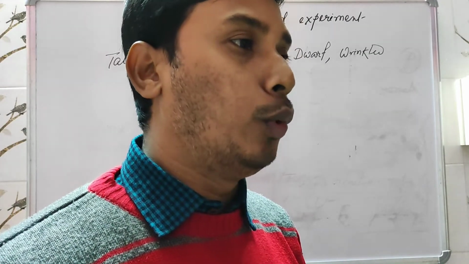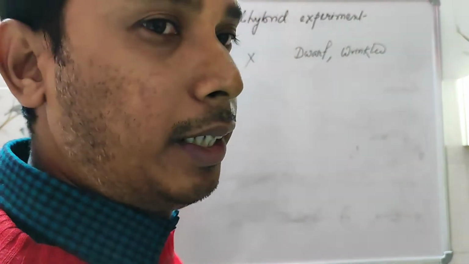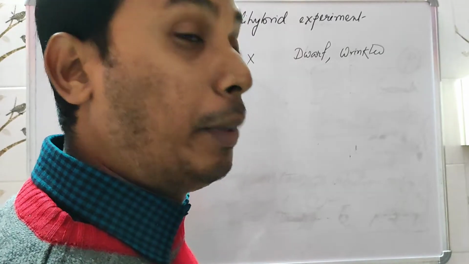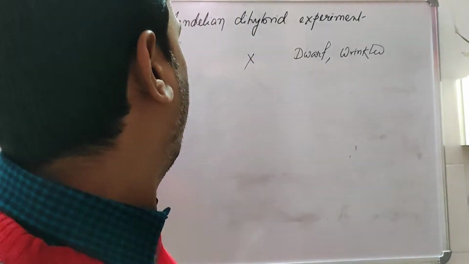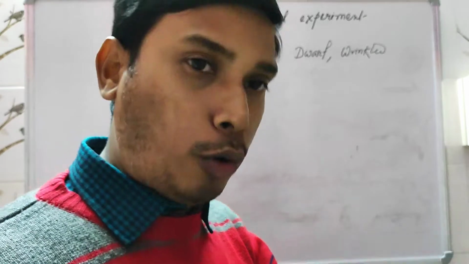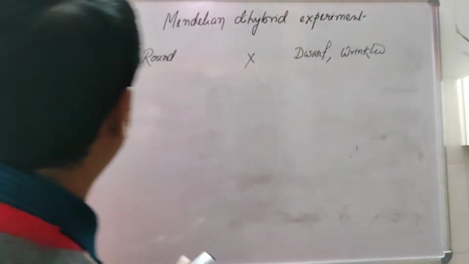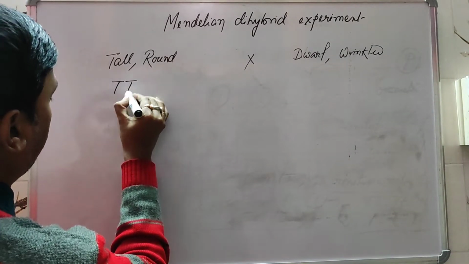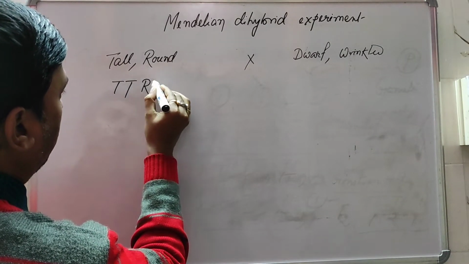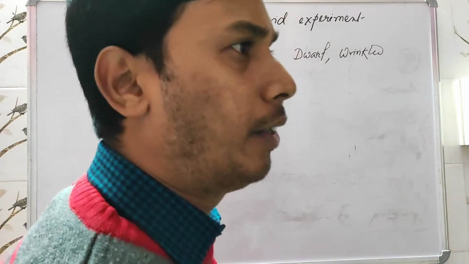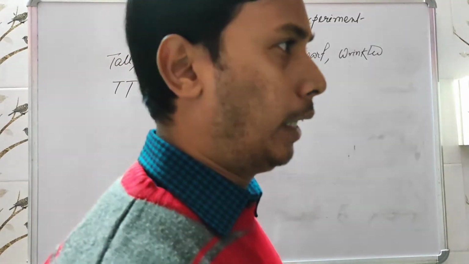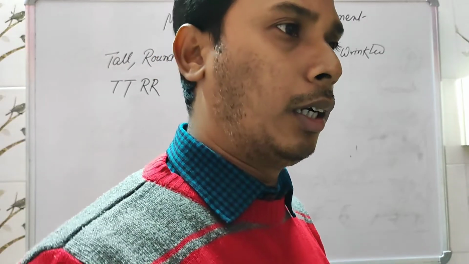As we all know, for the dominant trait we take the first alphabet and write it in a capital letter. So tall is the dominant trait, so we take capital T. And round is also a dominant trait for seed shape, so we take capital R. So capital T and capital R. Now the question: why have I written capital T two times, and for round capital R two times?